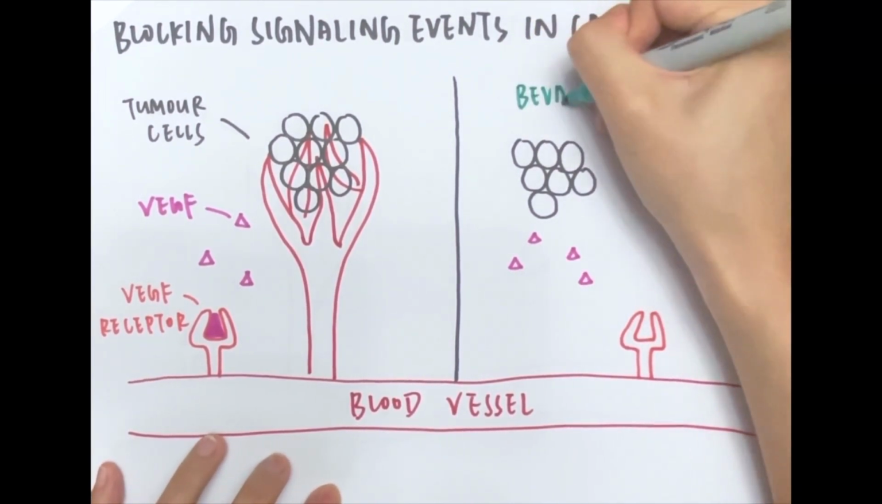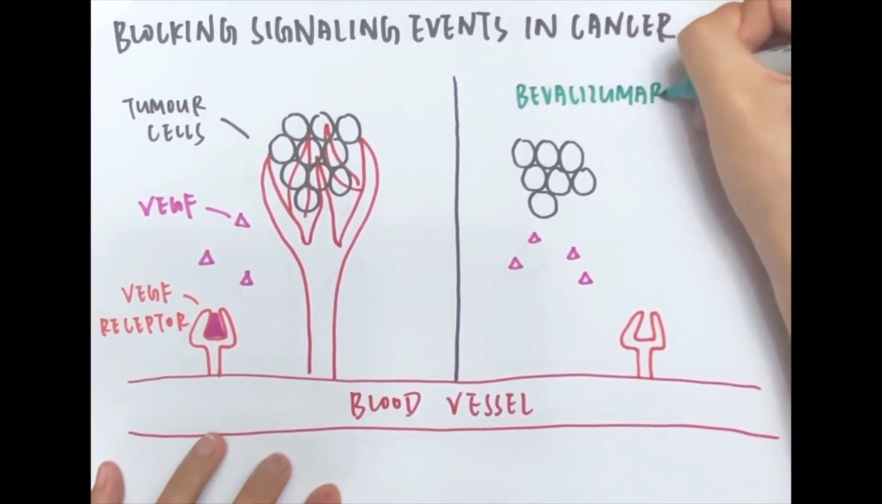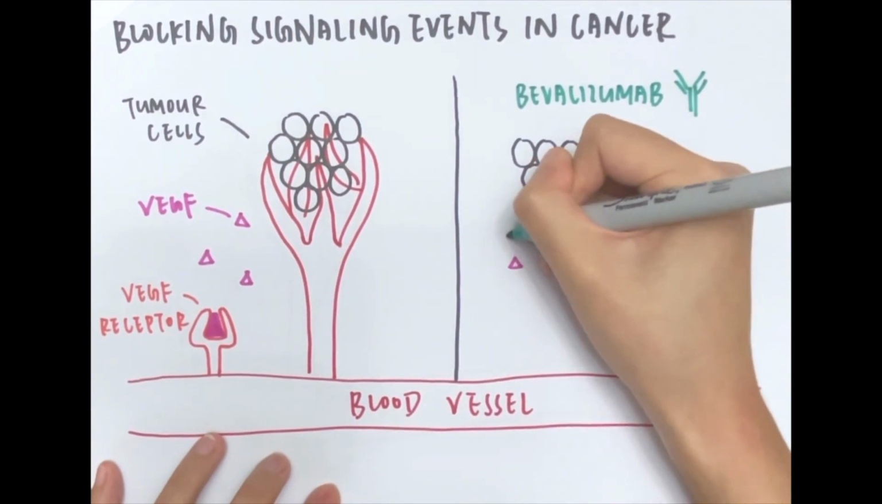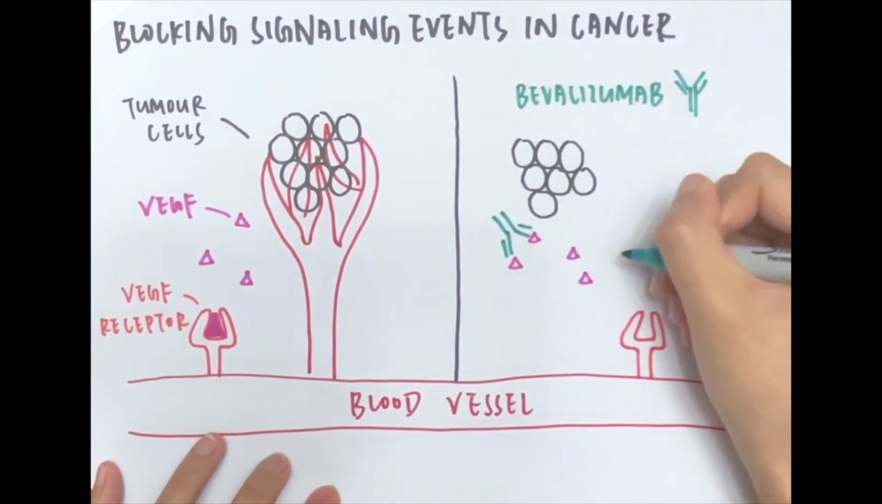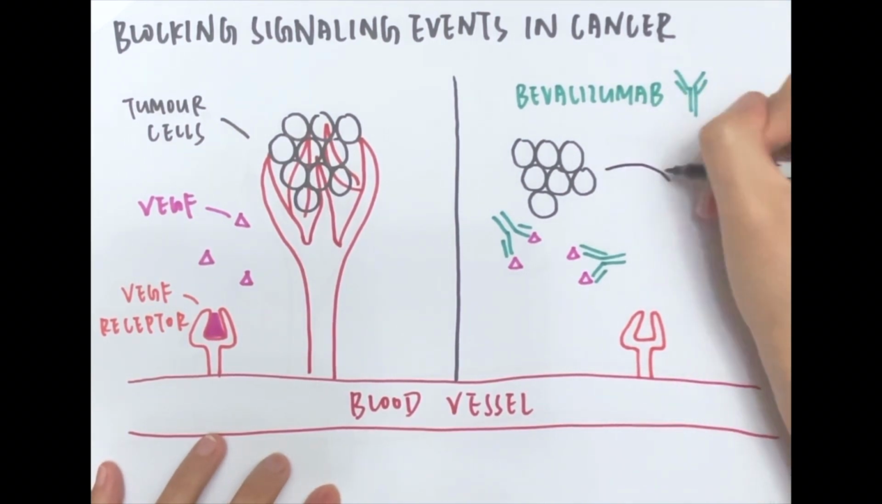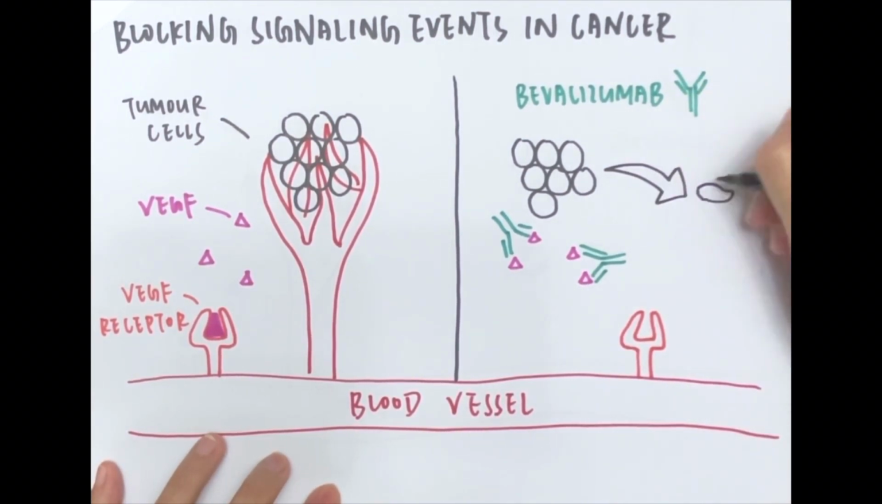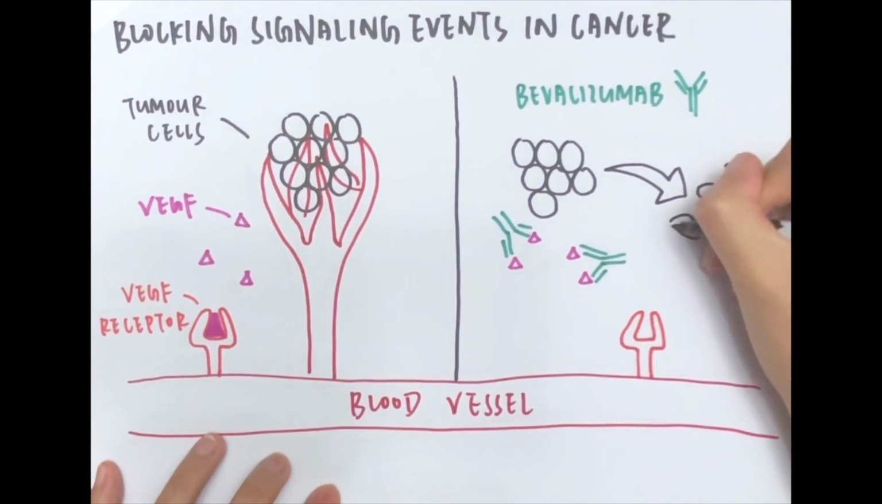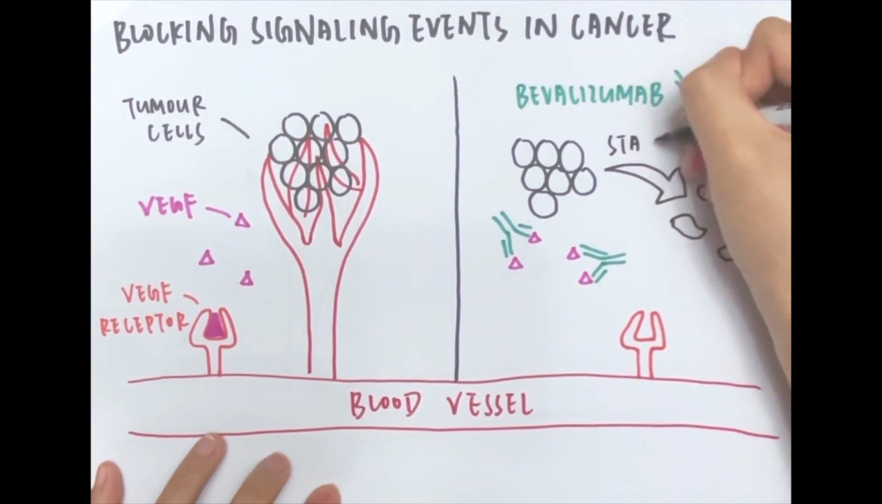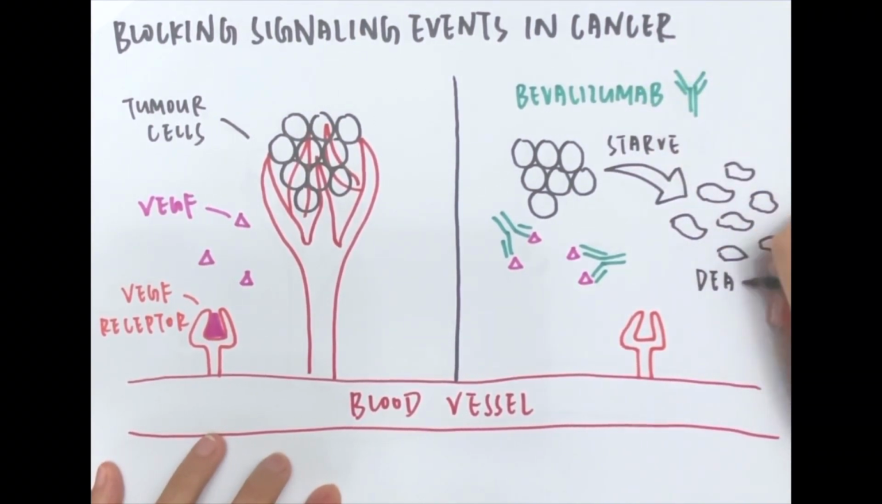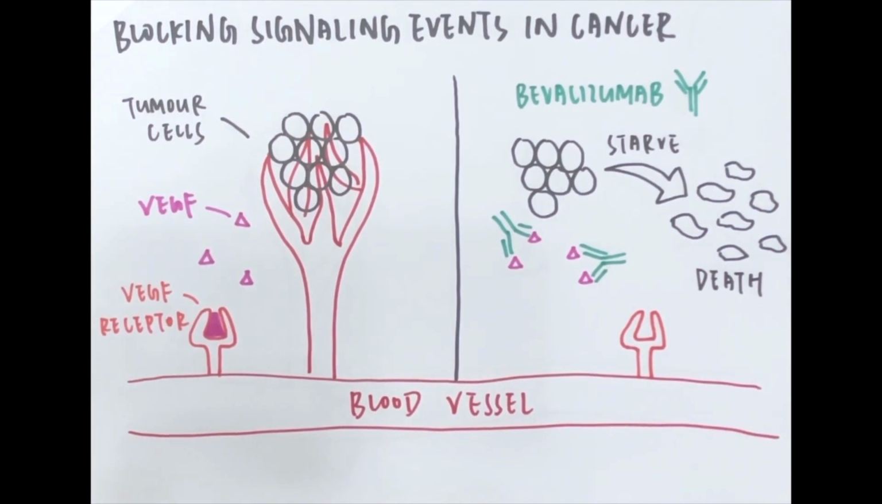Bevacizumab, a monoclonal antibody, binds to circulating VEGF, therefore preventing its interaction with VEGF receptors on endothelial cells. It has an anti-angiogenesis effect by preventing blood vessel growth. Tumor cells will then starve to death due to insufficient oxygen and nutrients. Bevacizumab could be used to treat breast cancer, renal cancer, as well as recurrent glioblastoma.